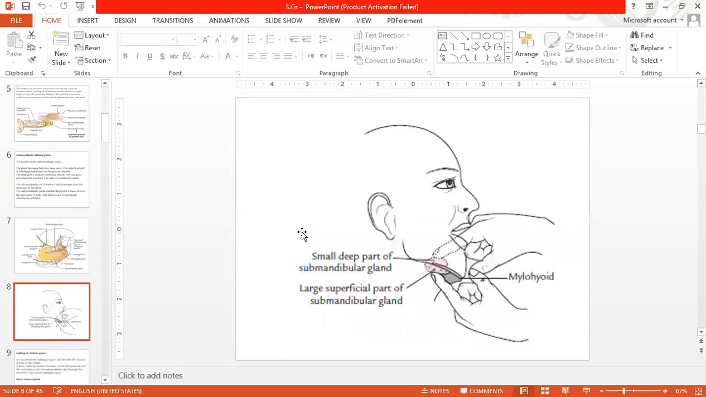This is how to do a bimanual palpation of the submandibular salivary gland. One index finger is in the floor of the mouth, opposite the deep part of the gland, and the other index finger is extraorally below the body of the mandible. We can do a bimanual palpation to examine if there is an enlargement of the gland or not.